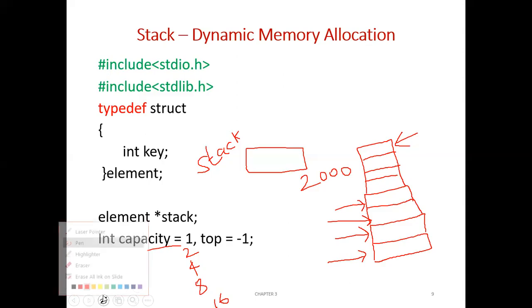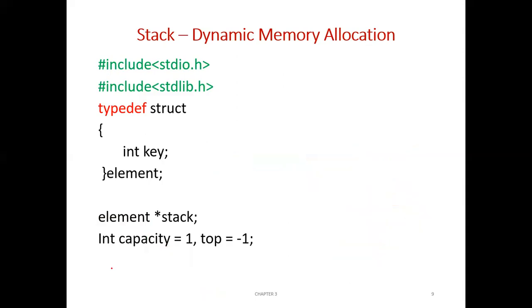So how can we do that? That's what we are going to discuss here. Okay, so first we have created a pointer. Stack is a pointer which can hold the address of the element. Then initially we know that the capacity of the stack will be 1. So this capacity variable is assigned 1 and top is assigned -1 because initially the stack is empty. So stack does not have any item.